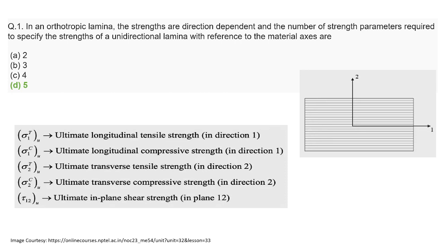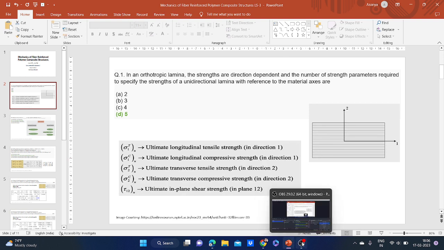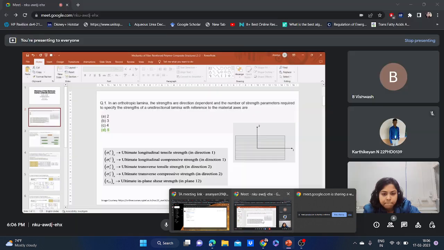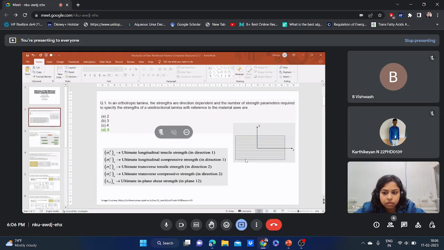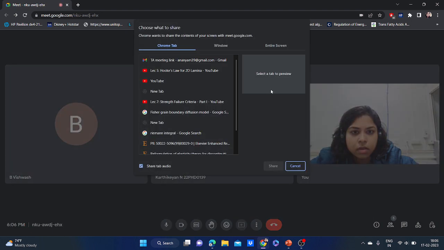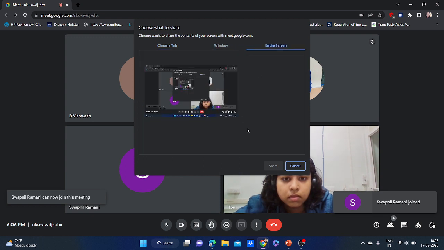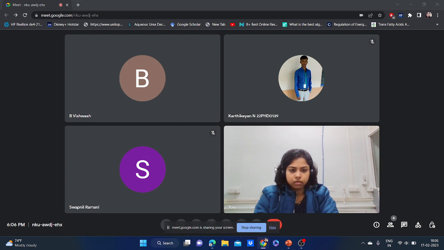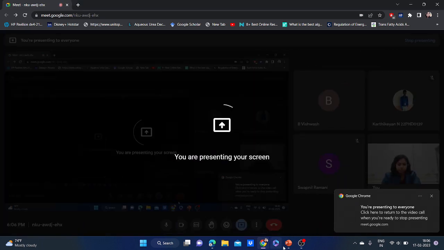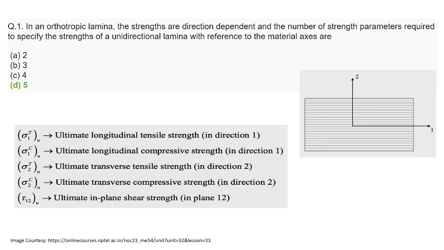The first question is, in an orthotropic lamina, the strengths are direction dependent and the number of strength parameters required to specify the strengths of... Ma'am, we can't see the slide which you are reading. We are seeing only the first slide. Okay. Now it's visible. Is it getting visible, if I'm changing the slides? Yes, ma'am. Yes, madam.